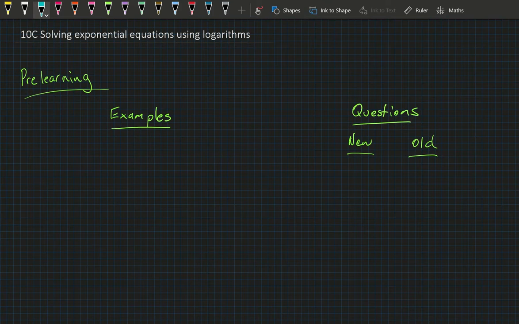Hi class, welcome to exercise 10C, solving exponential equations using logarithms. In this lesson, your examples and pre-learning will be example 6, solving using the given base.